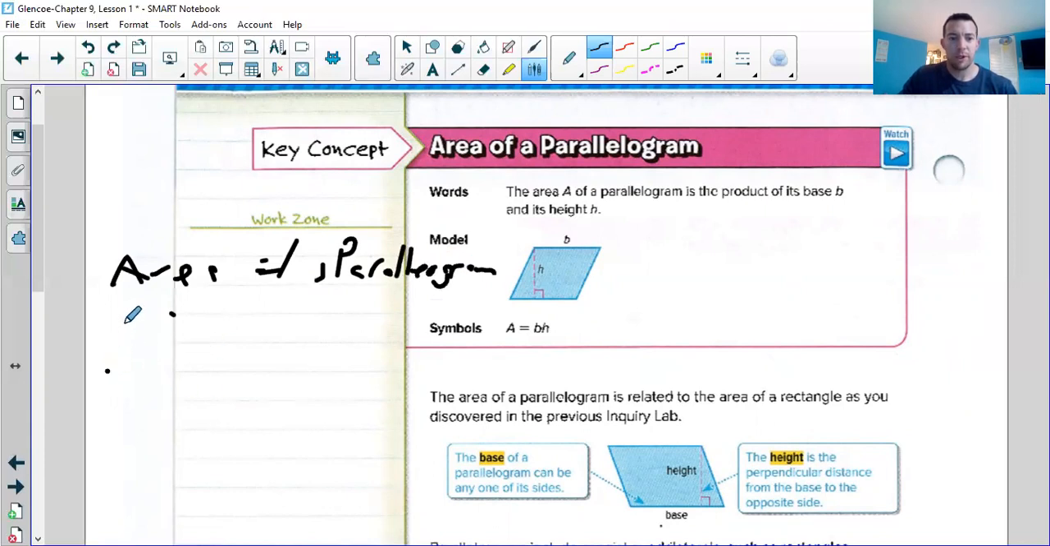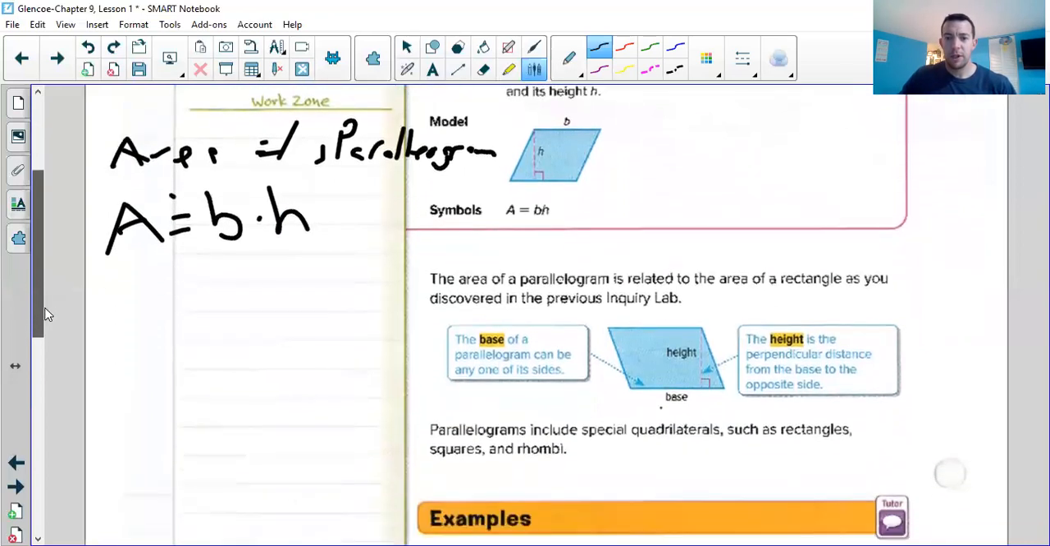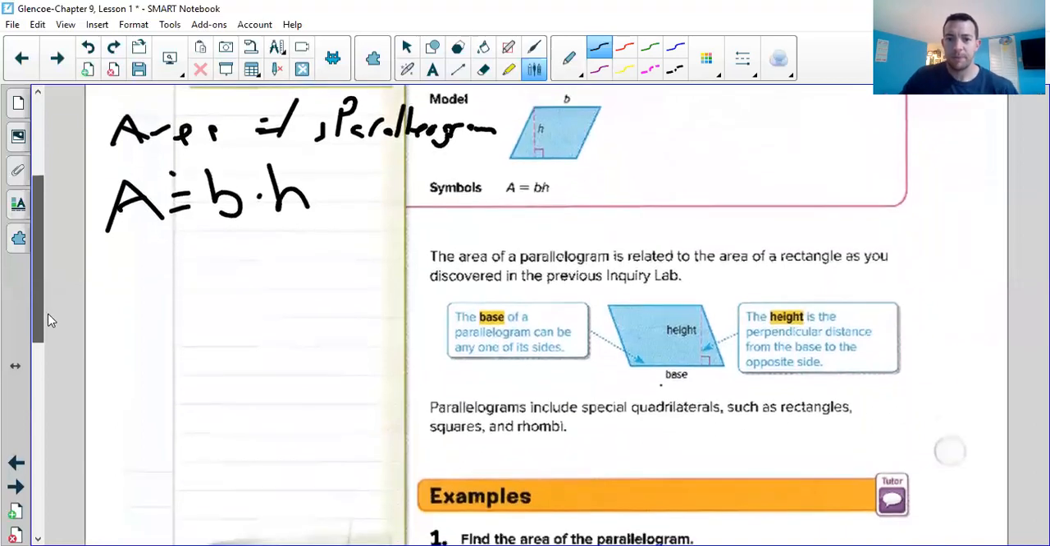This is the formula. A equals B times H. Area equals base times height. All right, so base times height, that's our big thing for area of a parallelogram. And as we scroll down in this example here, you're going to see something that's very, very important, okay?